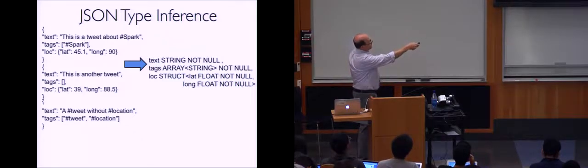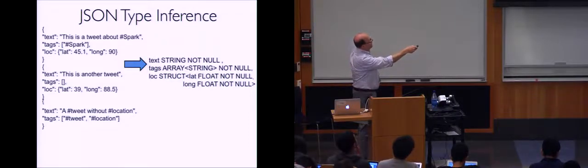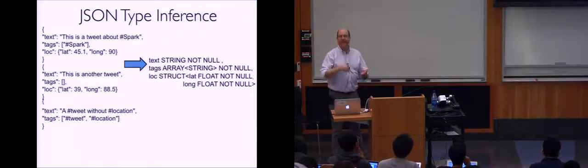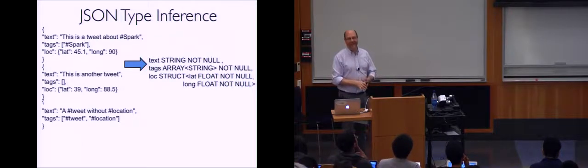I have a text field that's a string, and it's not allowed to be null. Every example I've seen has a text field. I've got tags, and that's going to be an array, right? Because when I saw it, in all these 3 places, it was an array, and that's not allowed to be null. And then location is a structure that's got 2 floats, a lat and a long. Okay? And it just learns that from looking at examples. And sometimes it's wrong.